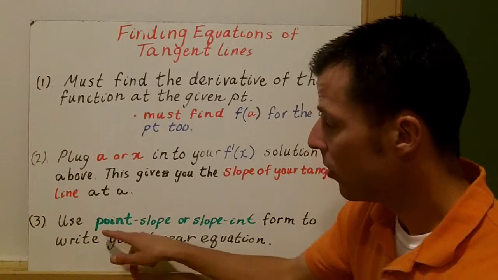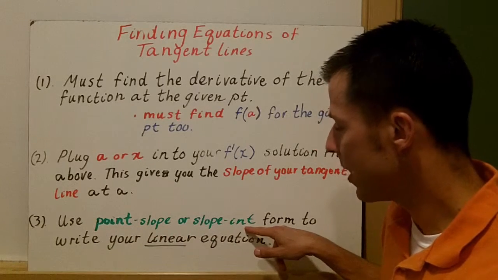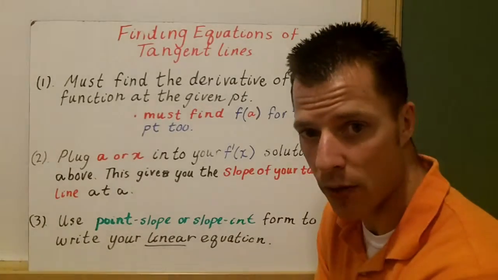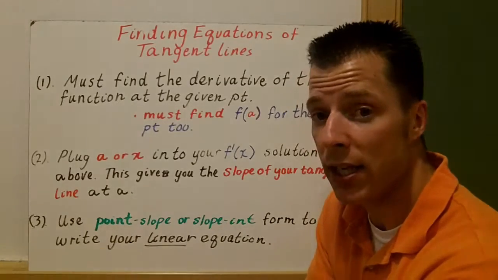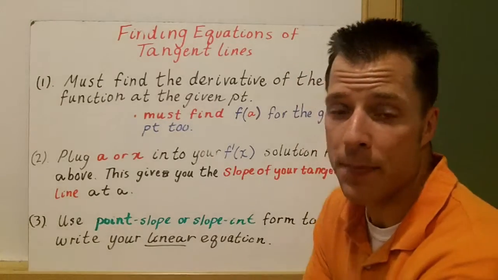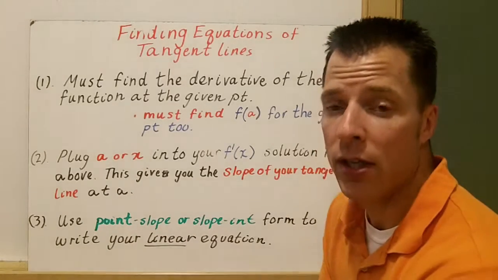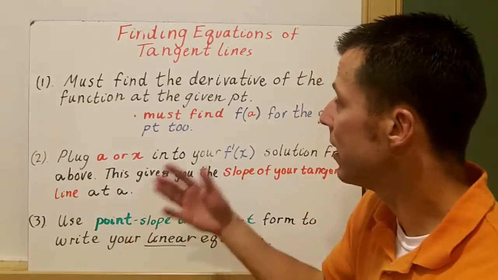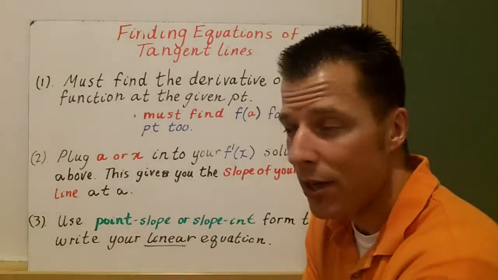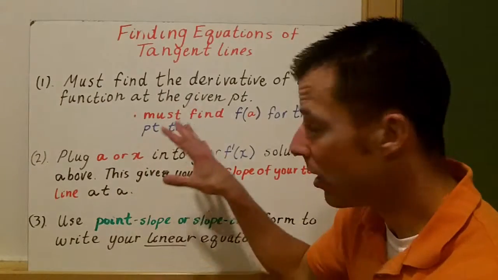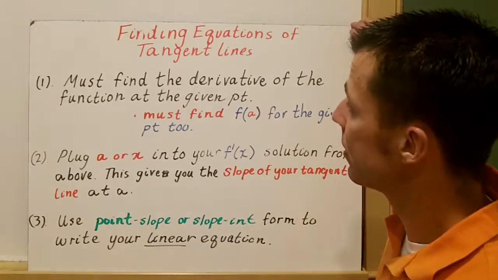Now, number three, once you have the slope, you can either use point-slope or slope-intercept form to help you write a linear equation. Remember, tangent lines are lines. They can be written in slope-intercept or point-slope form, and we're going to do both in this section. The other thing you have to remember is that if you're not given the y-coordinate, you've got to find the y-coordinate first. These steps may seem a little bit tricky, and you think, oh, there's a lot going on here, but let's look at an example to see how it looks.